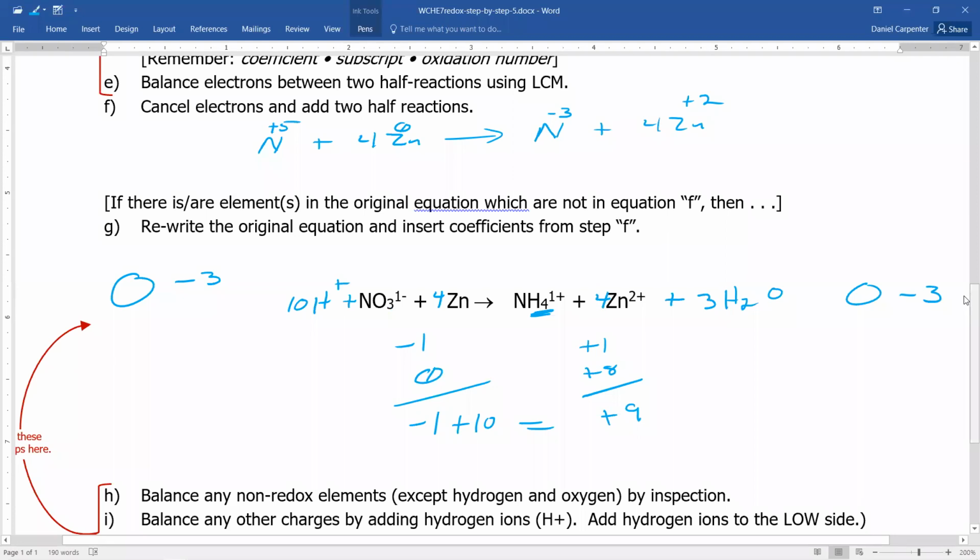Now, let me point out that the hydrogens and the oxygens have to balance. I balanced the hydrogens and then checked oxygens. If you balance the oxygens first, then you have to go back and check the hydrogens for your double check. You can't just say the oxygens balance. So it's right. The oxygens and the hydrogens have to balance. All right, so that was yesterday's.